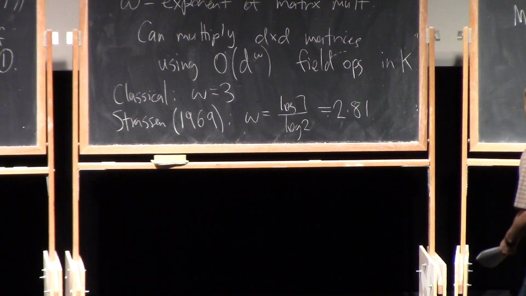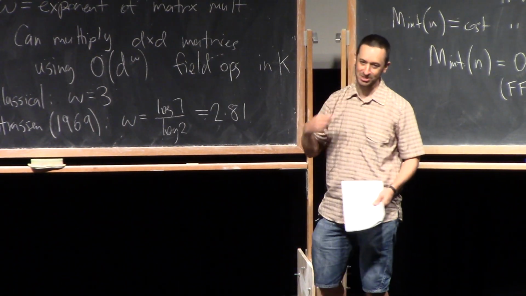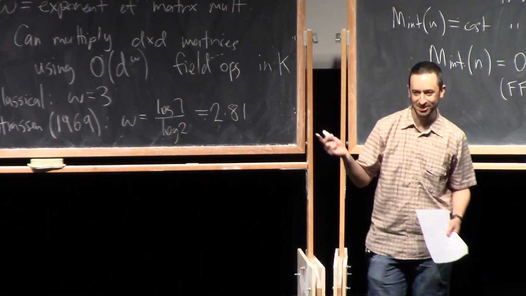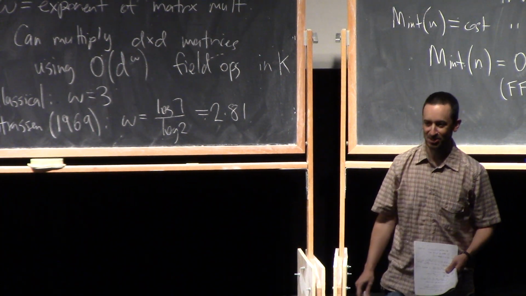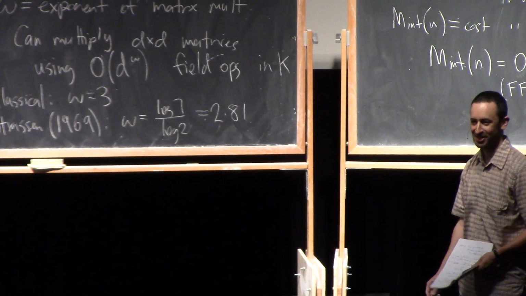So by field, I'm being a little bit relaxed about this. A field operation is an addition, subtraction, multiplication, division, one of those operations in K. I mean, you can do things more carefully, but let's just leave it at that for now.